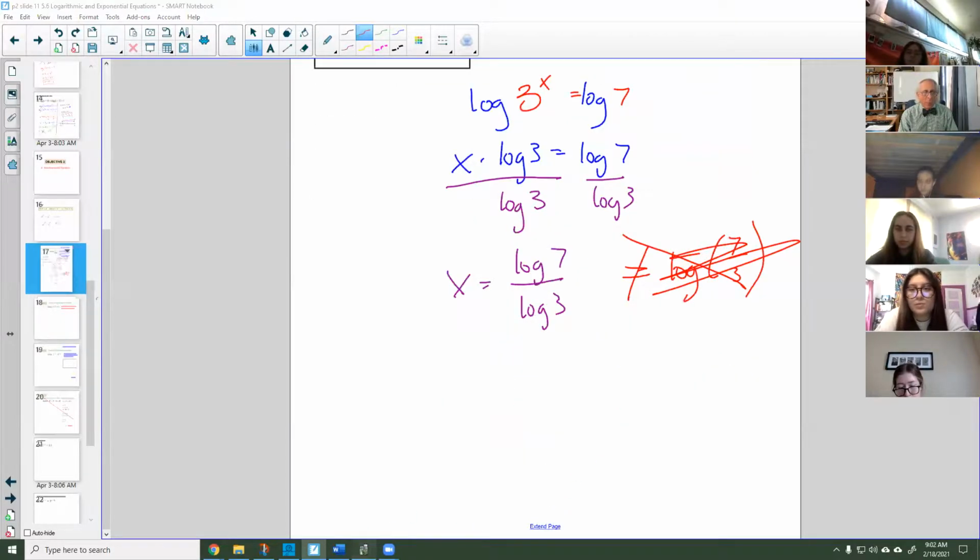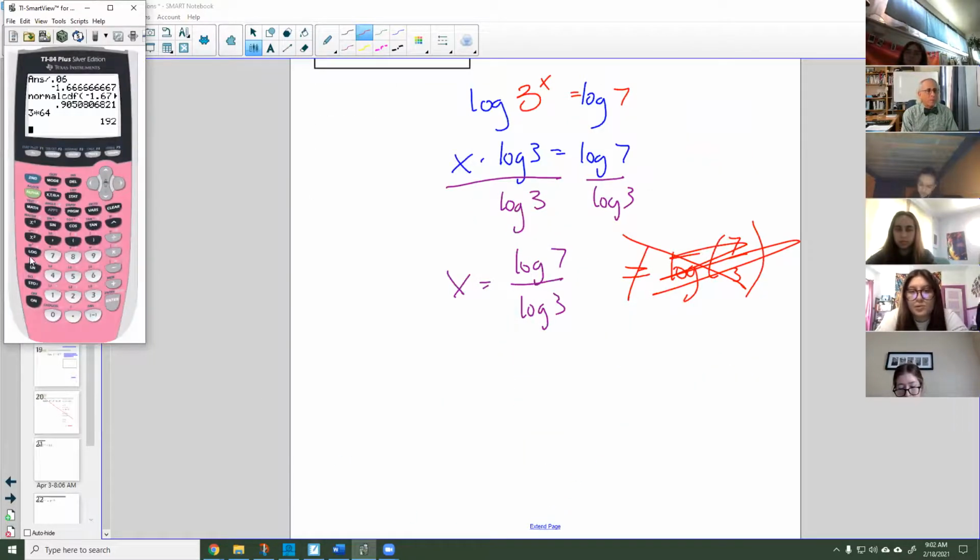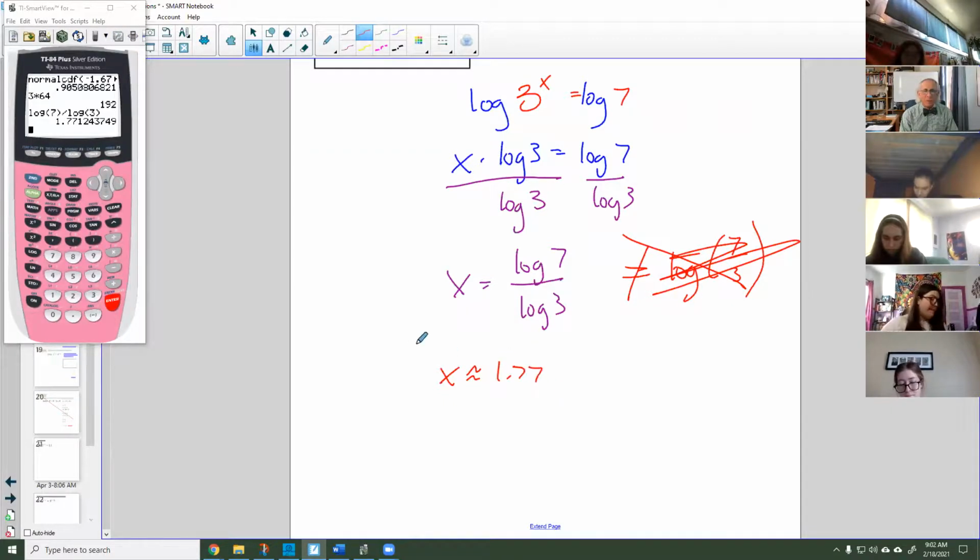So I get my calculator, and I'm going to go log 7 divided by log 3, and I hit enter, and I go x is approximately equal to 1.77.